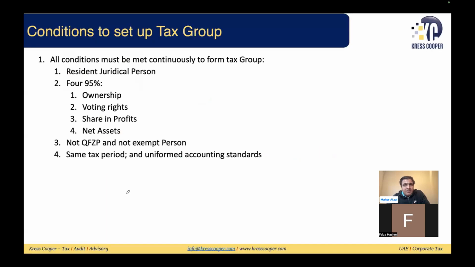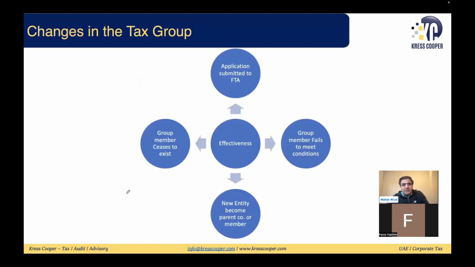As I mentioned, Faiza has already discussed in detail the conditions: the resident juridical person, 95% conditions, not qualifying for exempt person, not exempt persons, same tax period and uniform accounting standard. These are the conditions. Then changes in the tax group. This is important for the changes in the tax group. When the changes will be effective in the tax group, I have just summarized into 4 categories.